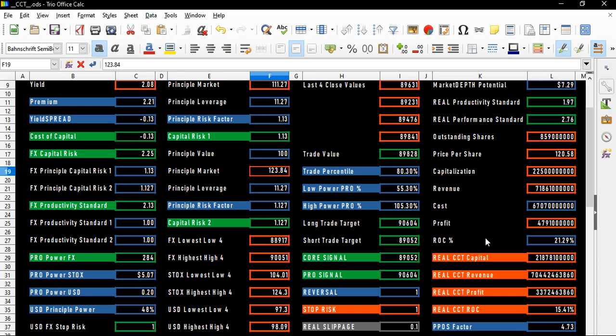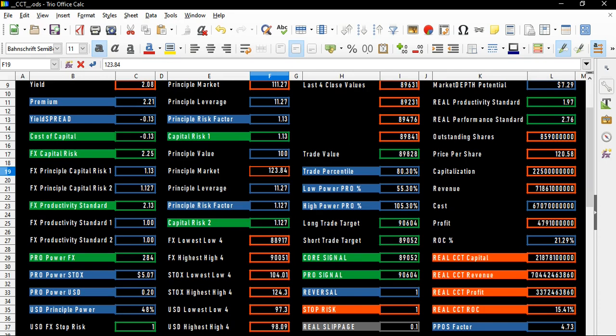It calculates this out to the exact pip, all right? All the mathematics is something that I've done in my Quorum's capitalism theorem, all right? And it calculates out the long trade target of 90.64, all right? So 90.64.